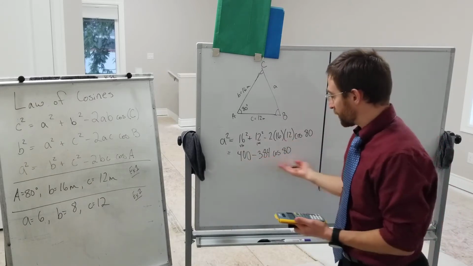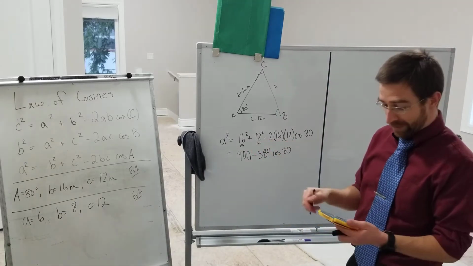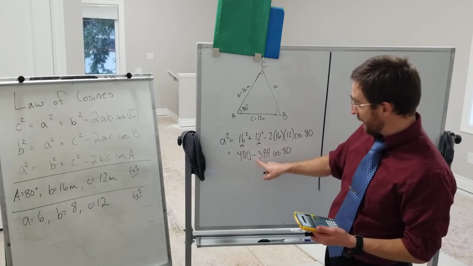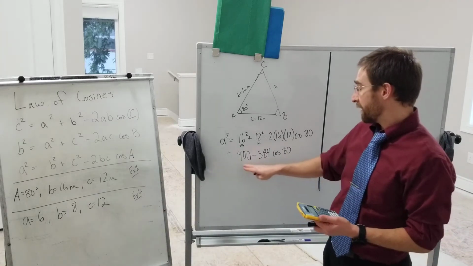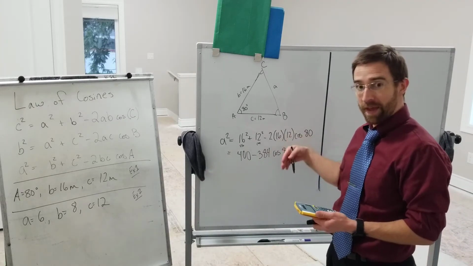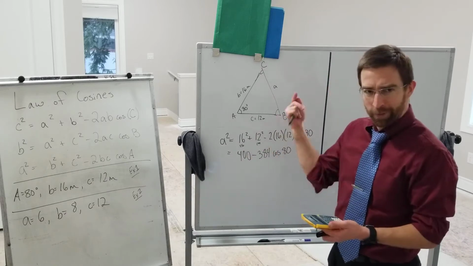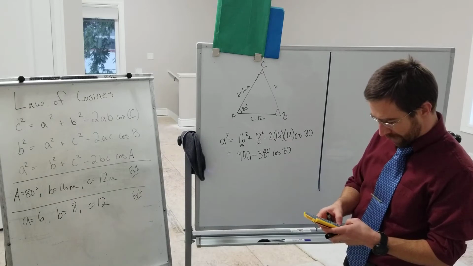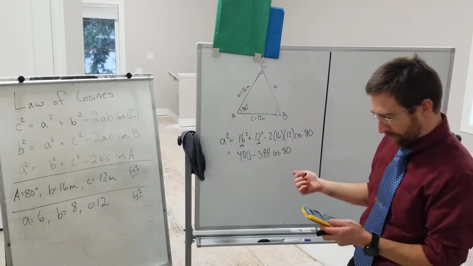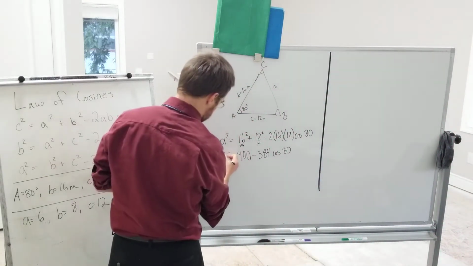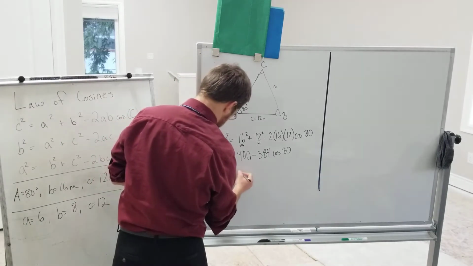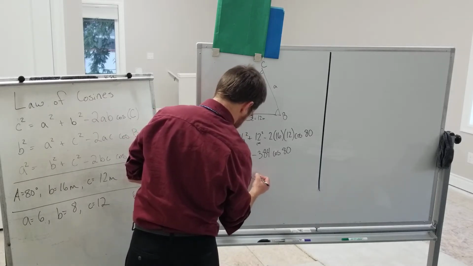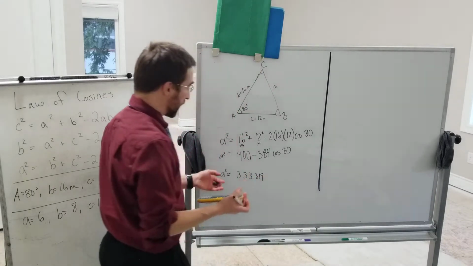Really we could just plug this whole thing in our calculator. I don't know why I'm doing it step by step. But make sure here you go 400 minus 384 times cosine of 80, not 400 minus 384 and then multiply. So just put all of this in your calculator. Make sure you're in degree mode, and we get a squared equals about 333.319.